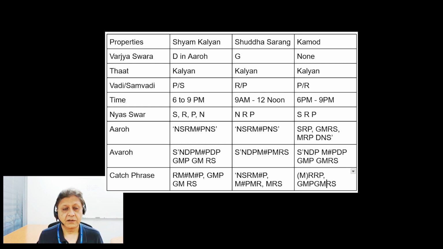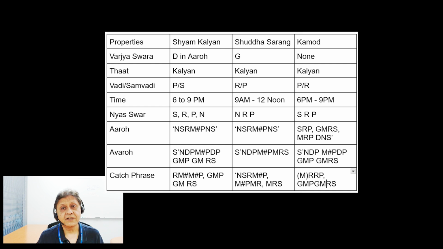So Varjaswar in Sham Kalyan is Dhaivat in Aro, Gandhar in Shuddha Sarang, and Kamod is Sampurna Rag, so all swar are used. Thaat is Kalyan for Sham Kalyan, Shuddha Sarang is also Kalyan, and Kamod is also Kalyan. So all of them belong to Kalyan Thaat. Vadi for Sham Kalyan is Pa and Sa, Re and Pa for Shuddha Sarang, and Pa and Re, just the opposite, for Kamod.